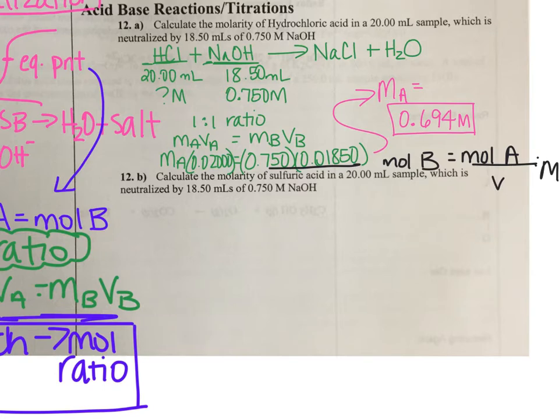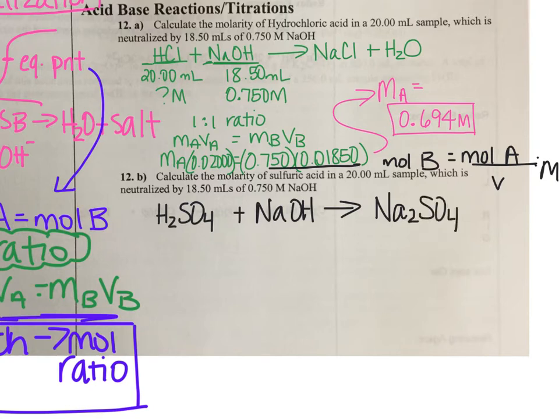So this one is saying calculate the molarity of sulfuric acid in a 20 milliliter sample, and it's all the same stuff. All right, so we have sulfuric acid. What is the formula for sulfuric acid? H2SO4. There we go. We're going to add it to some sodium hydroxide. We're going to make some, what's my salt this time? Good. So sodium sulfate plus some water.